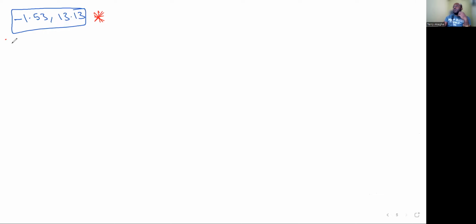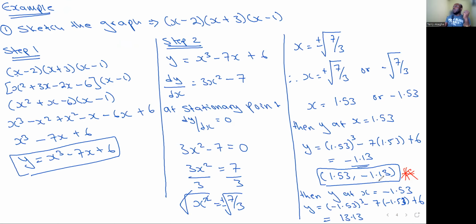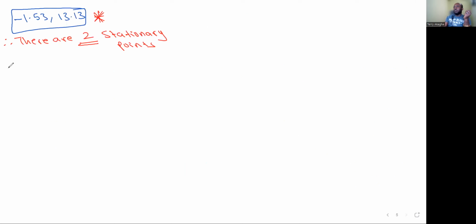So therefore, there are what? 2, okay? It's very key. There are 2 stationary what? Points. Okay, so now from here, we can see that there are 2 stationary points. So now let's go to step 3, all right? Now we found the stationary points. There are 2 stationary points. So step 3 now.